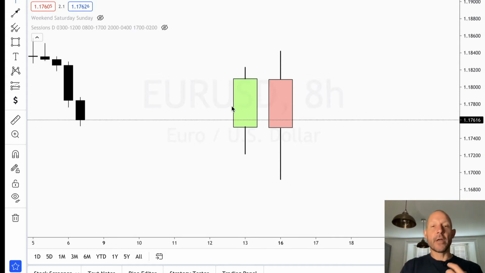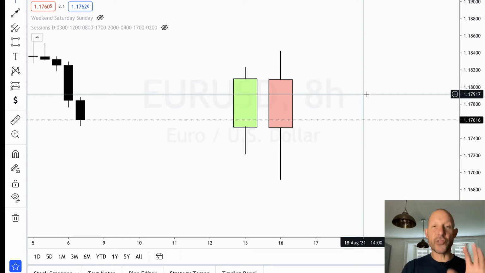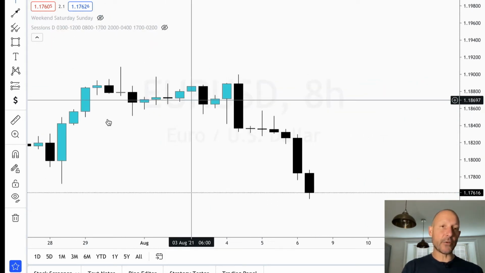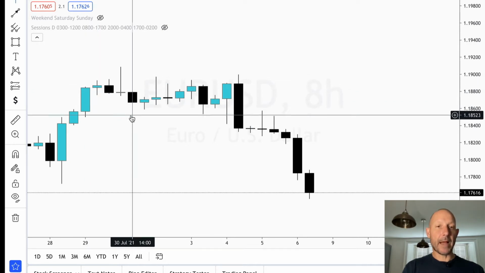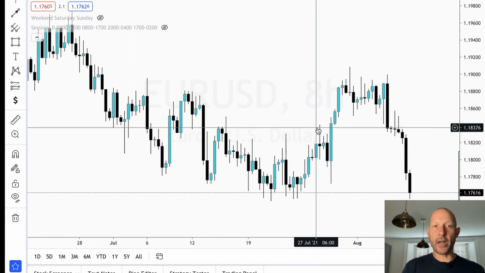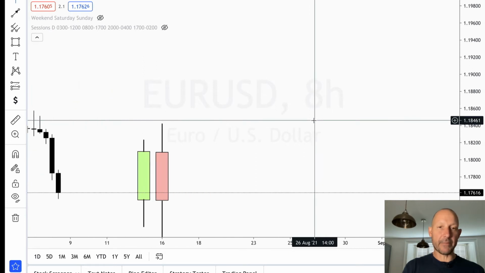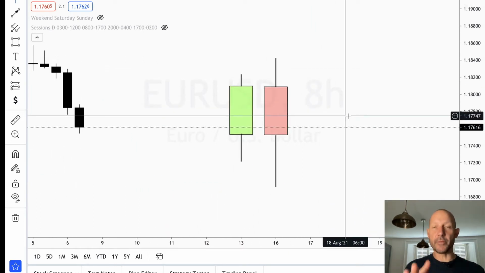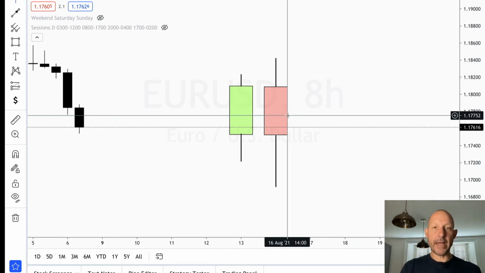Now, we've got a green candle, which is normally a bullish candle, and a red candle, which is normally a bearish candle. Now, you can change any of the colors if you're using TradingView. For instance, if you look at my charts here, I use blue for a bullish candle and black for a bearish candle. That's just how I like to have my colors set out on my chart. So you can change them however you want to, okay?